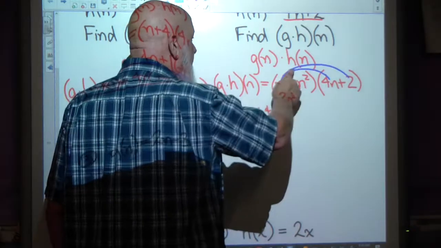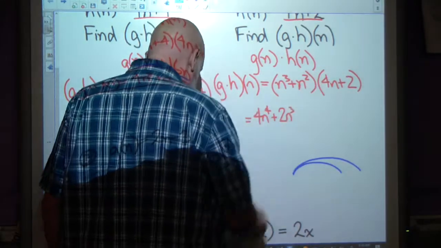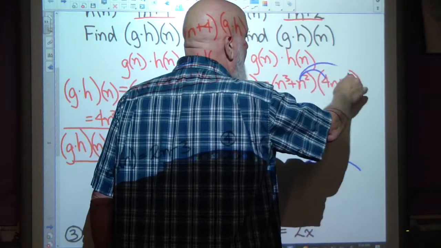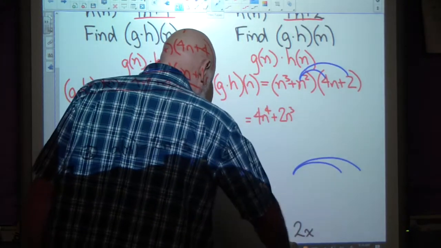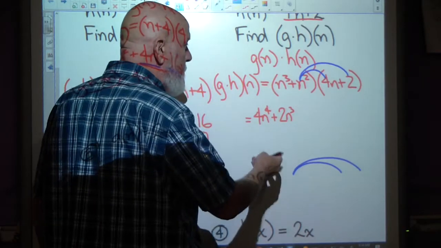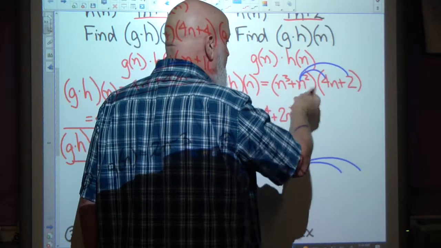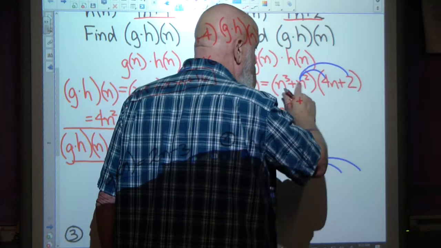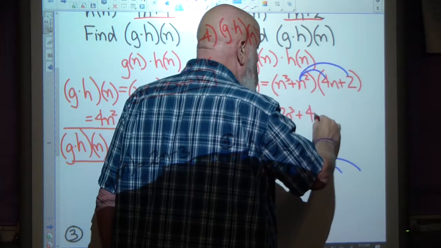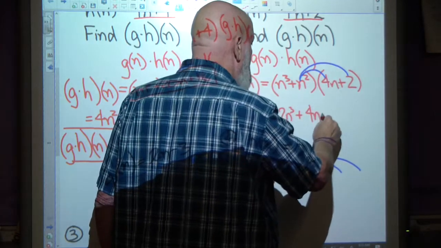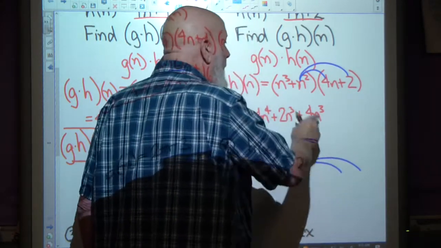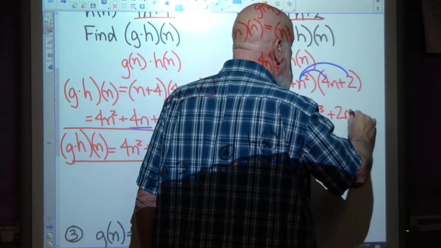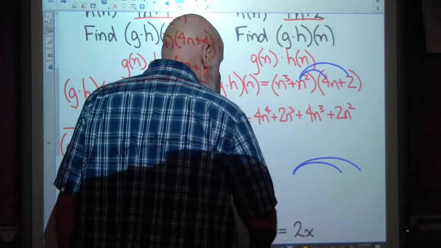Now I'm going to take n squared and multiply it by both of these. That's I and L if you're FOILing. Some people think of it as double distributing. Distribute this one, then distribute that one. That's fine also. N squared times 4n is positive because they're both positive. 4n to the third power. And n squared times 2 is positive 2n squared. If I haven't made any mistakes.